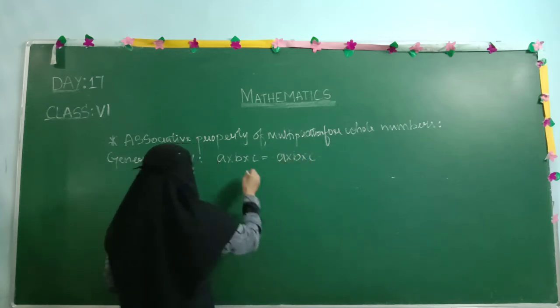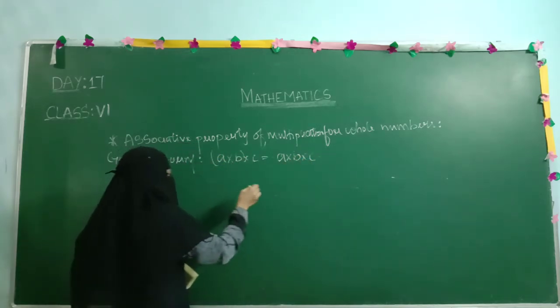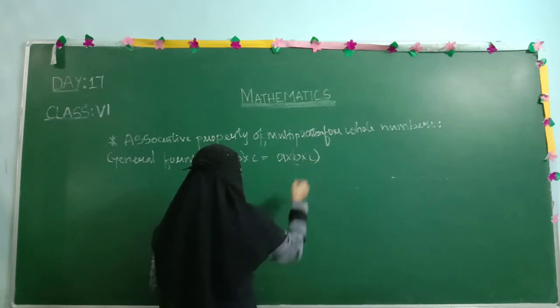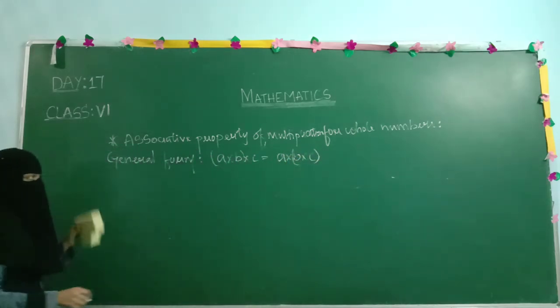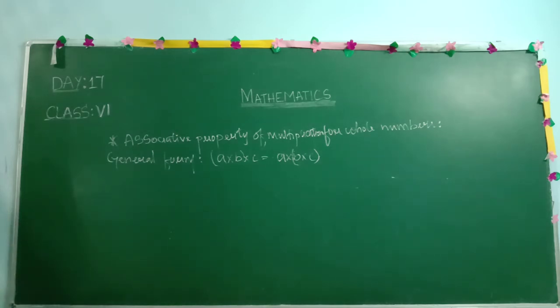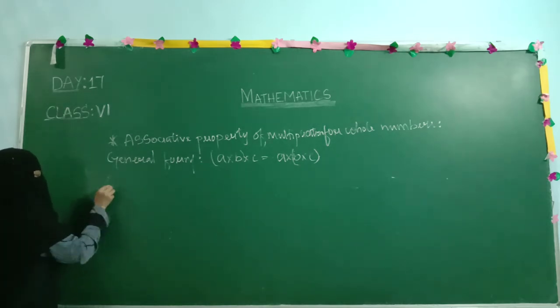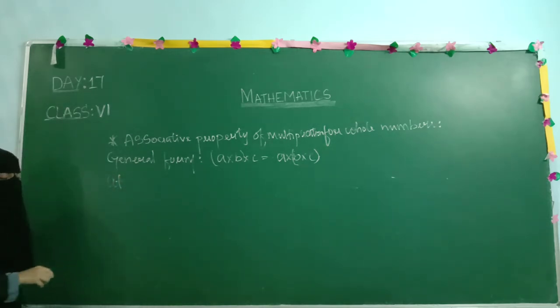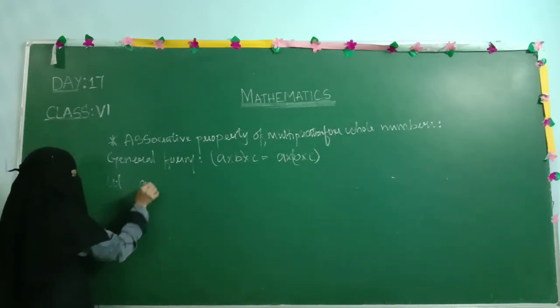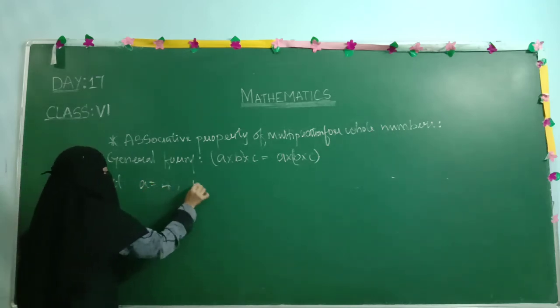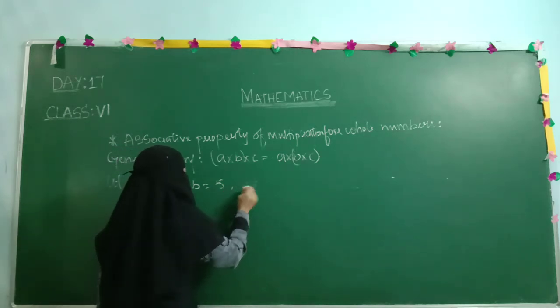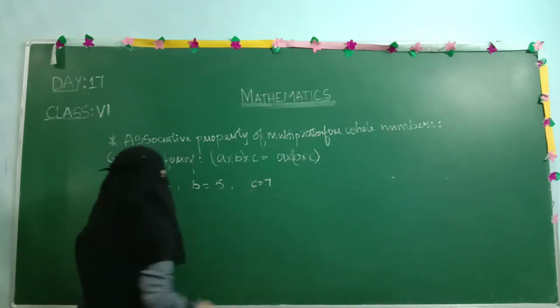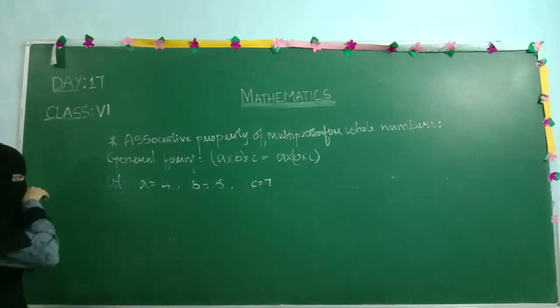Now what to do? We have to give the bracket to the first two terms, and here we need to give the bracket to the last two terms. So this is the general form of the associative property under multiplication. Now we need to take whole numbers. Let a equal 4, b equal 5, and c equal 7. Any whole numbers we can take.